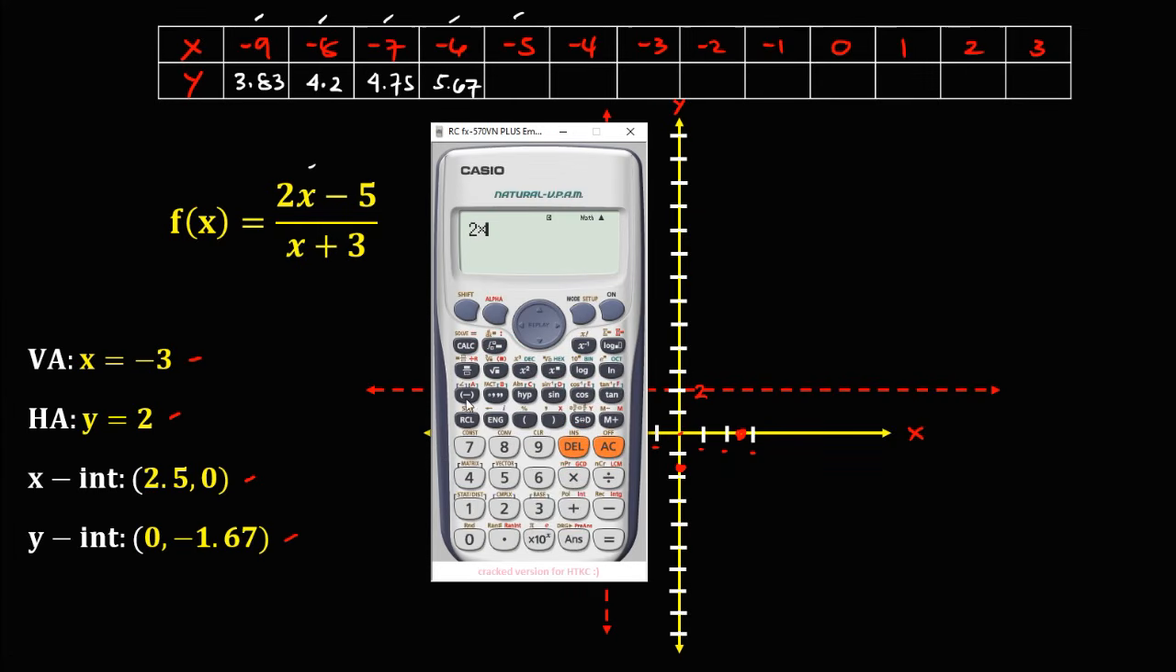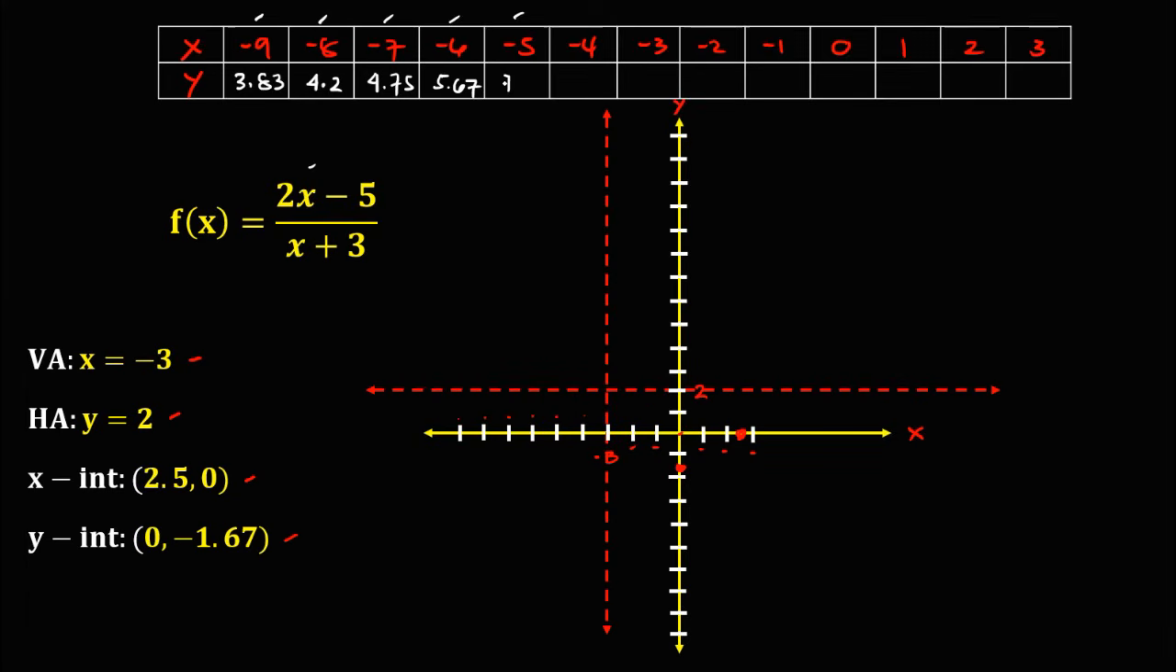Then for x equals negative 5, so 2 times negative 5 equals, then minus 5 equals, then divide. So negative 5 plus 3, that's negative 2. So therefore divide by negative 2. So that's 7.5. So this one is 7.5.